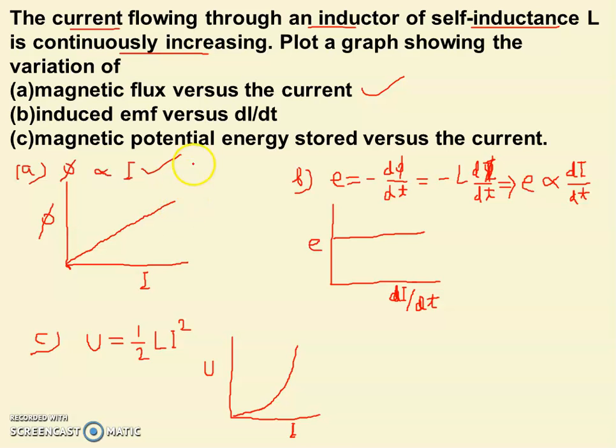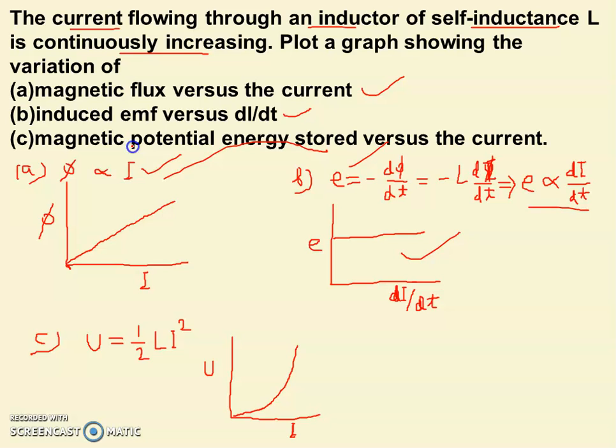Right? Second case, the induced EMF versus di by dt. Now you can see, as per Faraday's law, E is equal to minus d phi by dt. And what is phi? Phi is Li. After substituting the value Li over here, L is a constant quantity, so it can be written as minus L di by dt. Now E is directly proportional to di by dt. If we draw this graph, it will be like this.